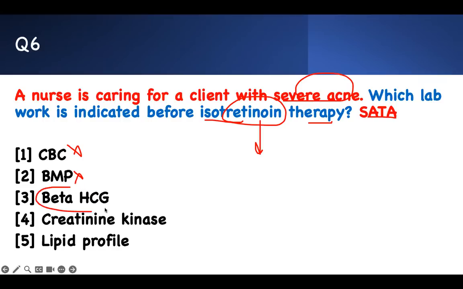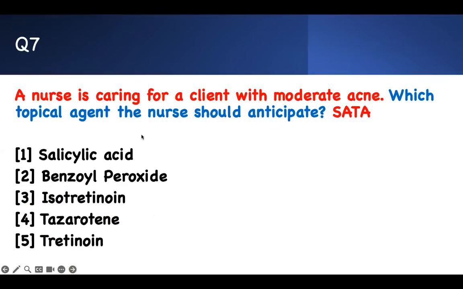BMP, they need beta hCG. It does not affect your muscle. It causes hyperlipidemia also. So this and that. These two are something you have to know. It causes hyperlipidemia and beta hCG because it's teratogenic. So when you're on isotretinoin, we have to check your lipid profile and beta hCG. Something you have to know. You can answer any question based on this.